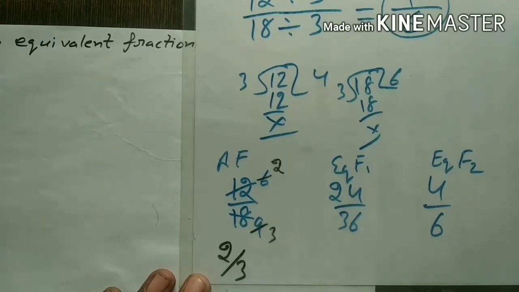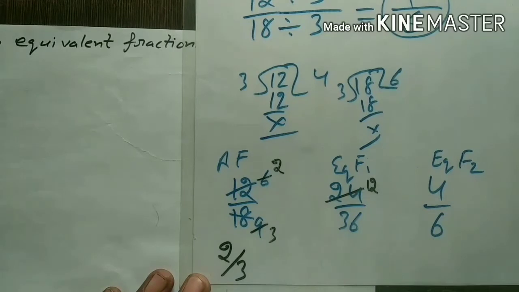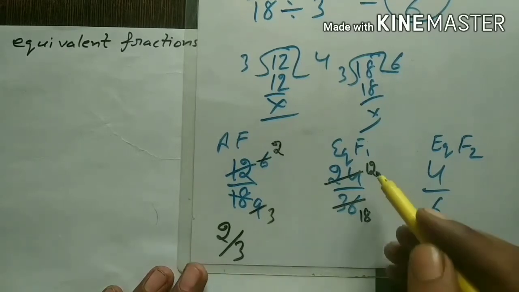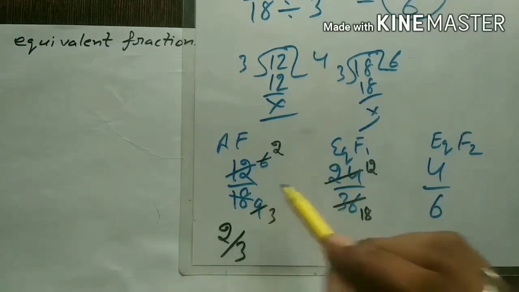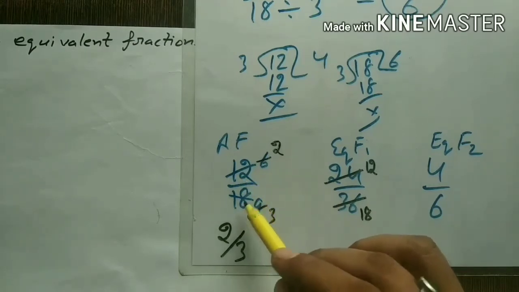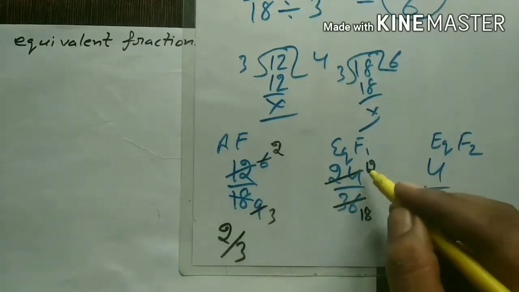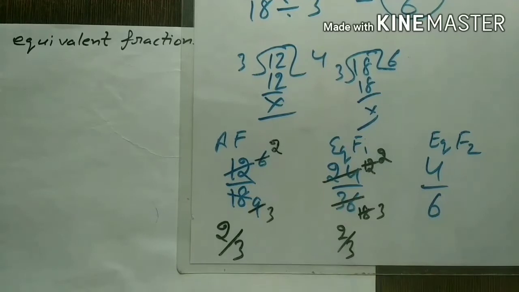Okay student, now here you see 24 and 36. Both are divisible by which table? They are also divisible by the table of 2. So if you divide 24 by 2, your answer is 12, and if you divide 36 by 2, your answer is 18, because 12 twos are 24 and 18 twos are 36. Now you can see 12 over 18 is the same as the earlier one. What is the answer for this? 2 over 3. So its answer is 2 over 3.